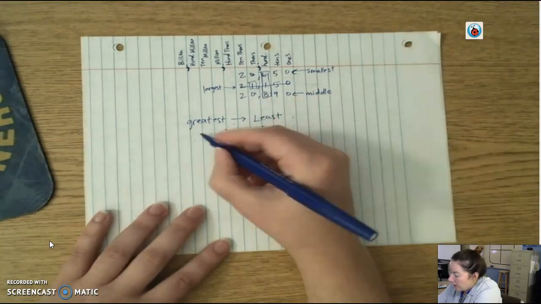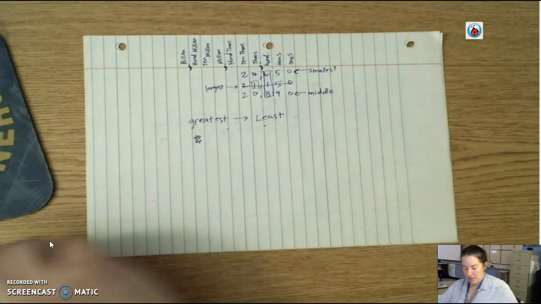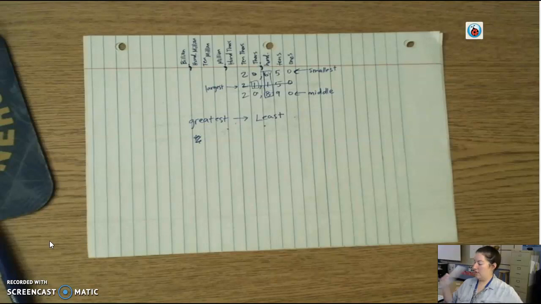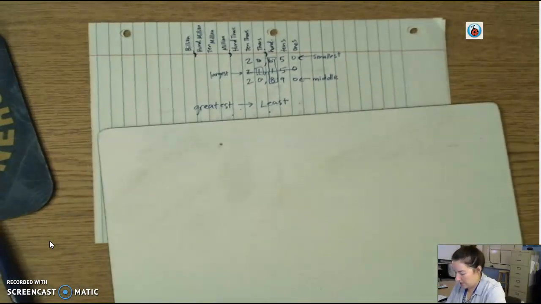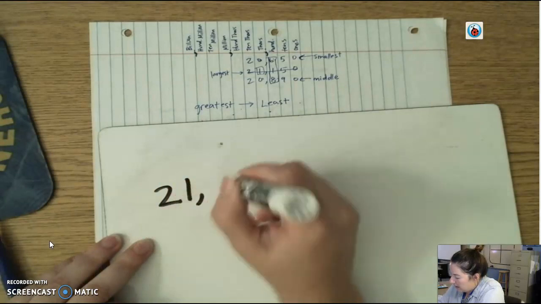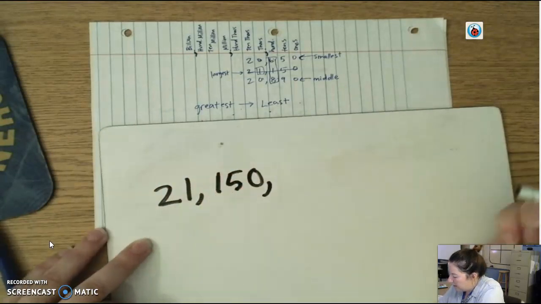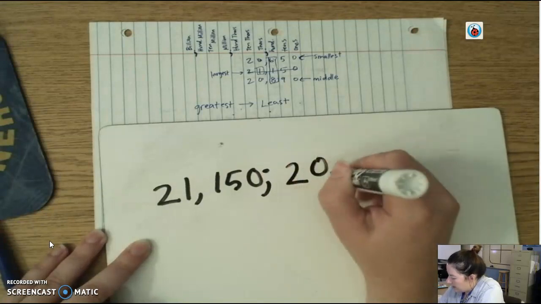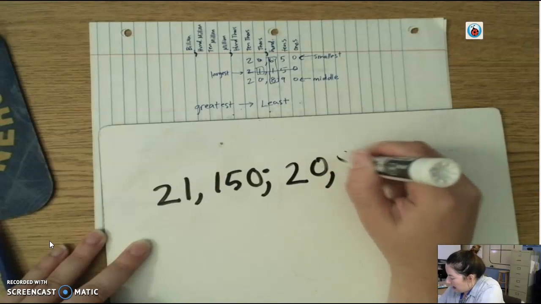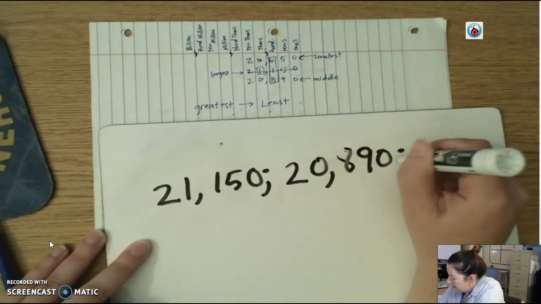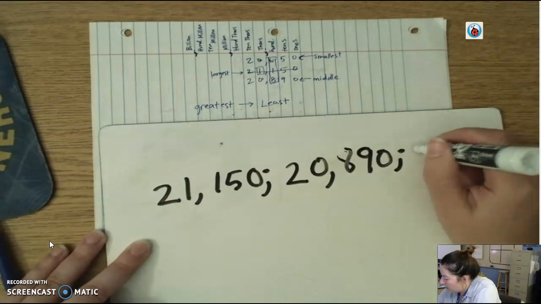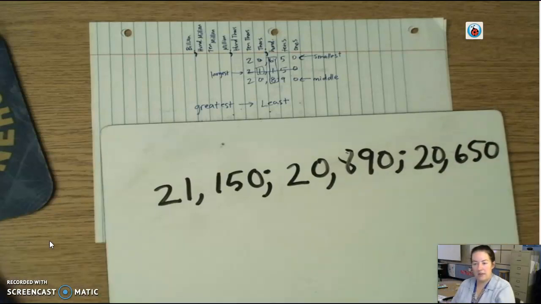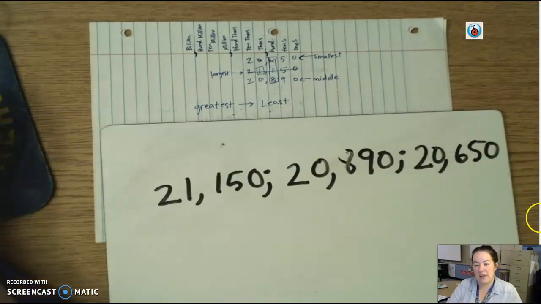then I'll put them over here, sorry. 21,150 was my largest one. 20,890 was the middle one. And then the last one, the smallest one, was 20,650. Let's try some more together on the next page.